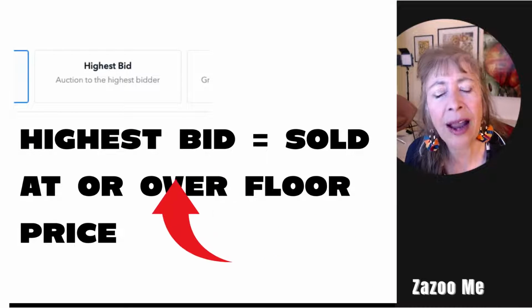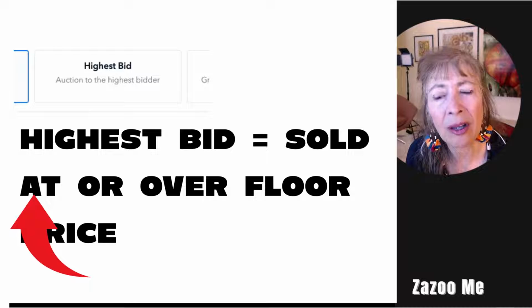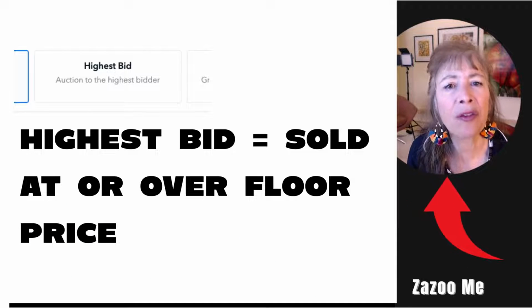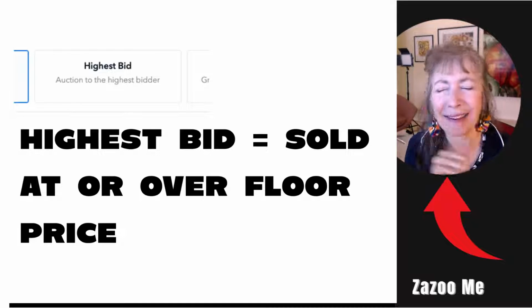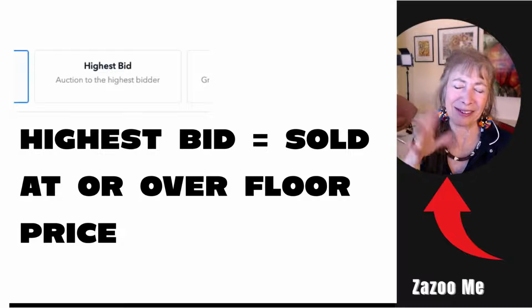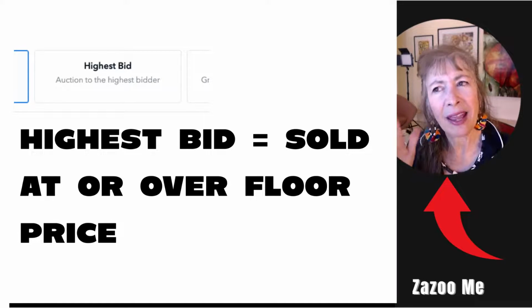What is highest bid? Well, the highest bid is sold at or over the floor price. So if your floor price is 100 ETH, oh, that would be a lot of money. Let's say your floor price is 1 ETH, because that's like $3,000 plus. Let's say it's 1 ETH. Okay, that's your floor price.